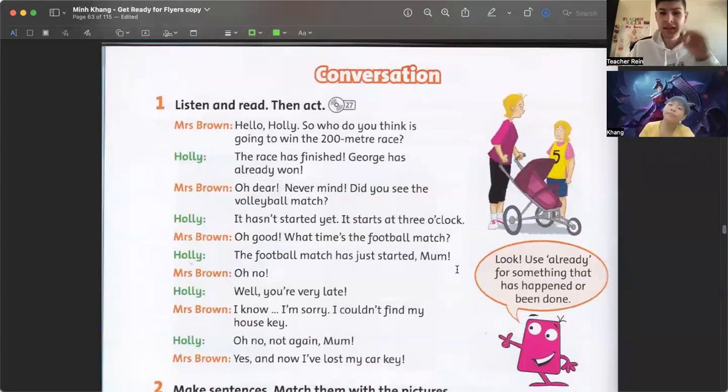Hello, Holly. So, who do you think is going to win the 200-metre race? The race is finished. George has already won. Oh dear. Never mind. Did you see the volleyball match? It hasn't started yet. It starts at 3 o'clock. Oh, good. What time's the football match? The football match has just started, Mum. Oh, no. Well, you're very late. I know. I'm sorry. I couldn't find my house key. Oh no, not again, Mum. Yes. And now I've lost my car key.